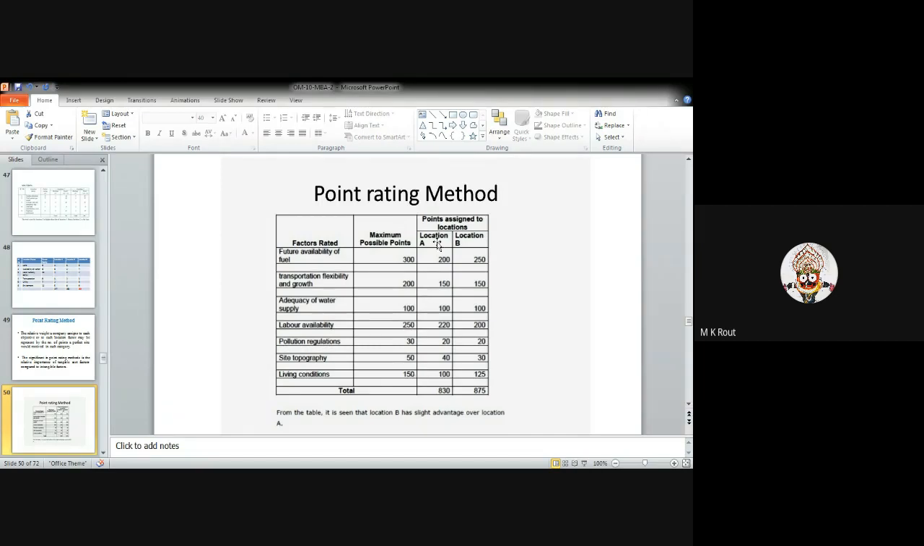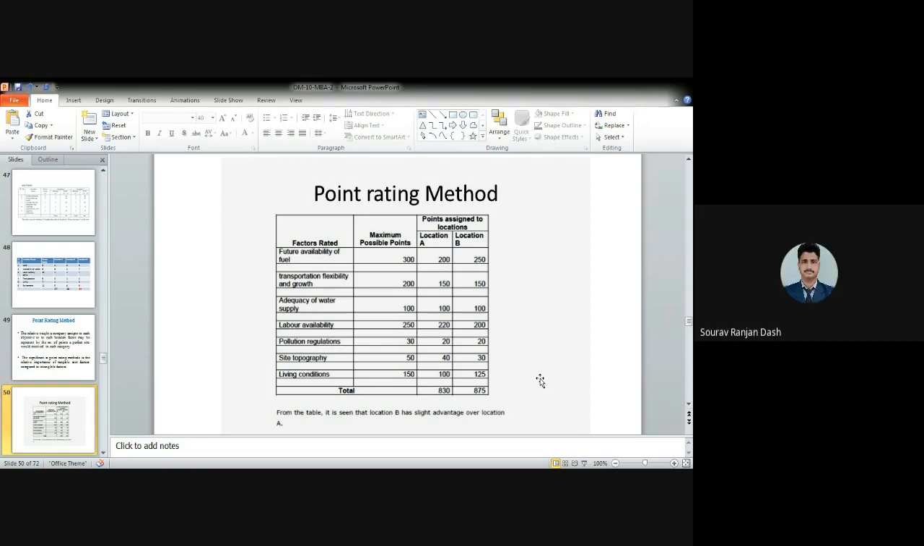In this case, you directly add the points assigned out of the maximum possible points. The total points assigned to location A is 830. Similarly, location B is given 250, 150, 100, 200, 20, 30 and 125. They got 875. So just tell which location provides the greater opportunity by using the point rating method.